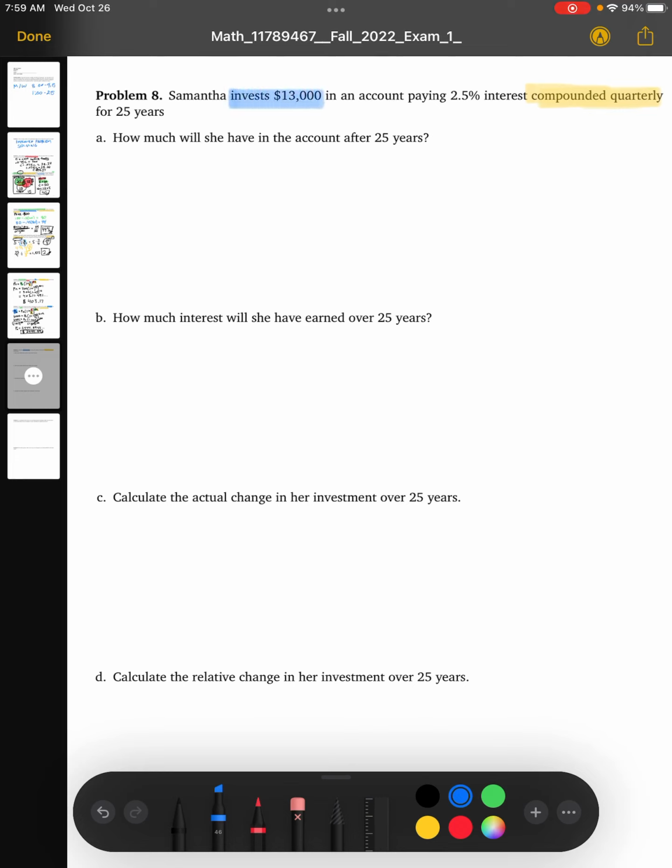She's investing one large lump sum instead of small regular deposits. So that tells us, again, we're looking at this. Pn is PO times 1 plus R over K to the NK is the formula that we're using. And the amount that she invests to begin with is her PO. Compounding quarterly tells us what K is. We have an interest rate of 2.5%. And then we're going to fill that in and calculate it out.